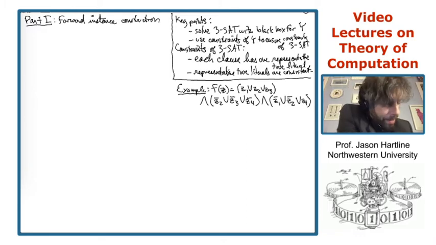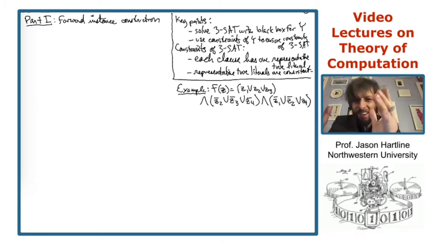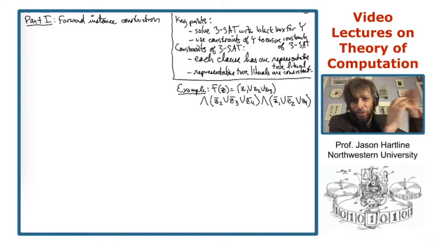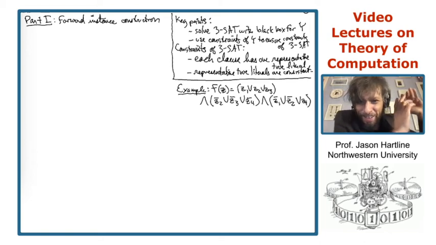Okay, and so what does a forward instance construction do? So I'm trying to take my 3-SAT instance and map it to an independent set instance so I can run this magic computer with an independent set solver, get my answer yes or no, and I'm going to just say that's the answer to 3-SAT.